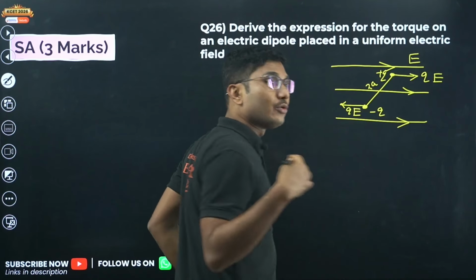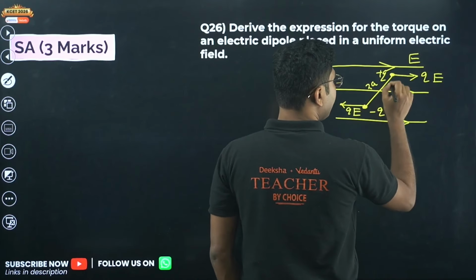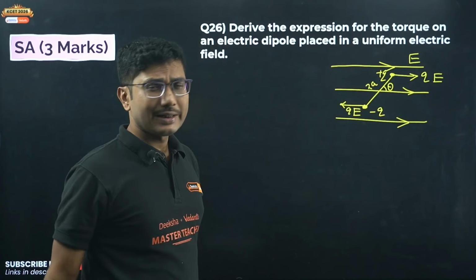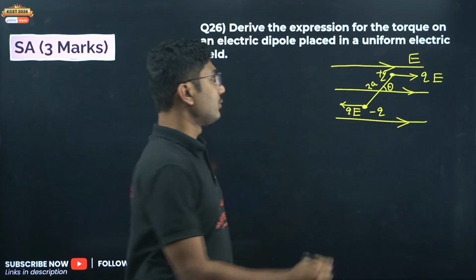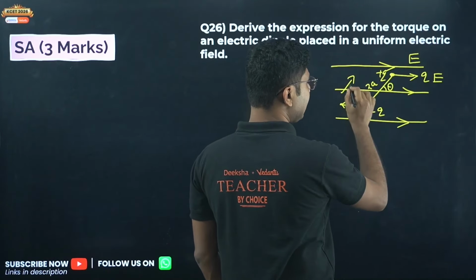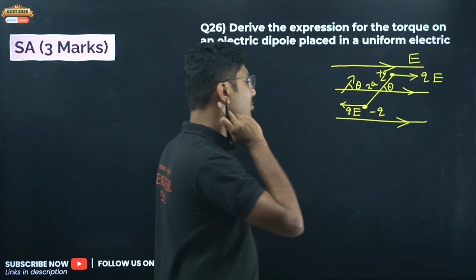Now how to calculate the torque? Let me refresh your memories. Suppose this angle is theta. This is the angle between the electric field and the dipole moment. Dipole moment is from negative to positive. So the dipole moment is along this direction and the electric field is in this direction. So this angle is the angle between electric field and dipole moment.